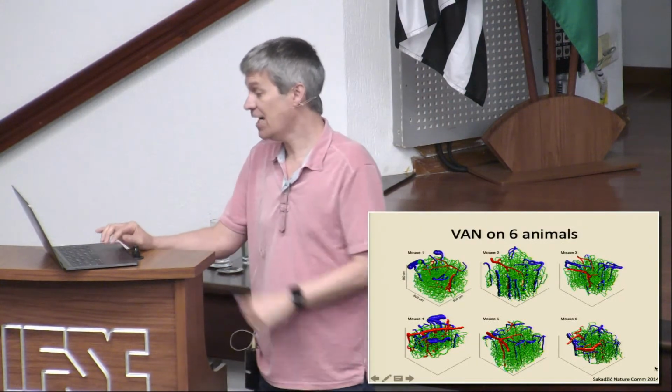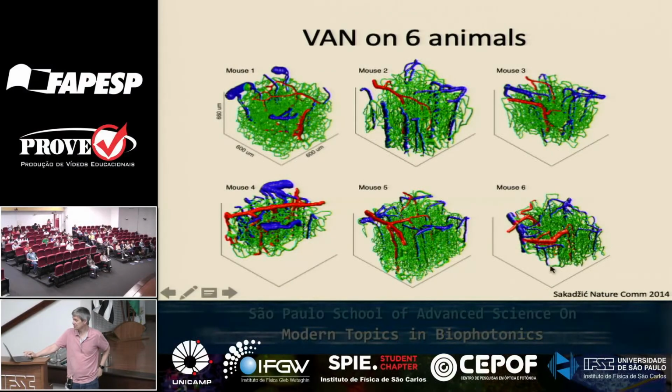So Sava Sakadzic has worked very hard on this. I showed you one example. He exhaustively repeated this on 6 animals, so we have these microvascular networks from 6 different animals. This is just showing you arteries in red, capillaries in green, venules in blue. Each one of these you could think of as a voxel for an fMRI measurement, right?